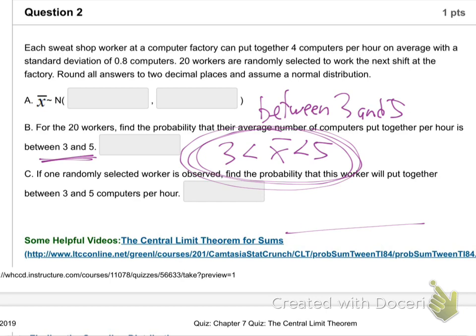So you would do your bell curve, put the middle, whatever the middle is. Or no. I don't know, what is the middle? Oh, yeah, that is the middle. 4. So middle is 4, and then you would just go 3, 5, and then find the area between, like that.